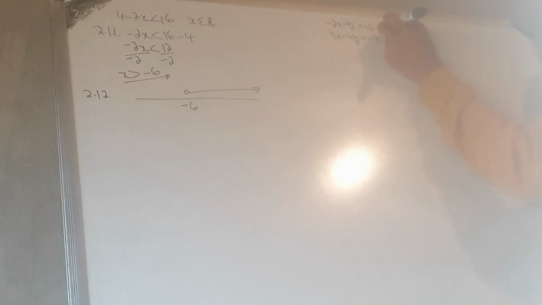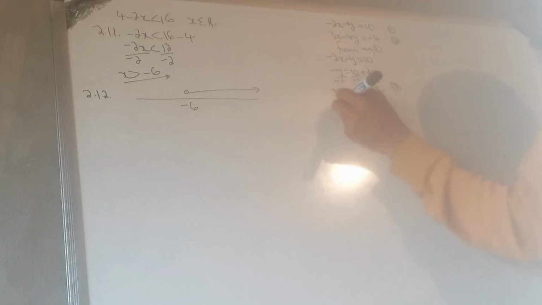So I will name this as equation 1 and this as equation 2. And then get y from equation 1. In equation 1, minus 2x minus y equals 10. Make y the subject. Minus y equals 10 plus 2x. I will divide everything by negative 1. Y equals negative 10 minus 2x. I will name this equation 3. And then I'm going to substitute 3 in 2.